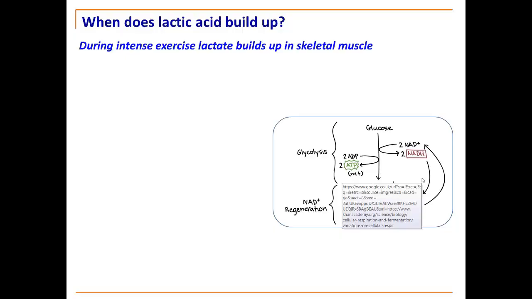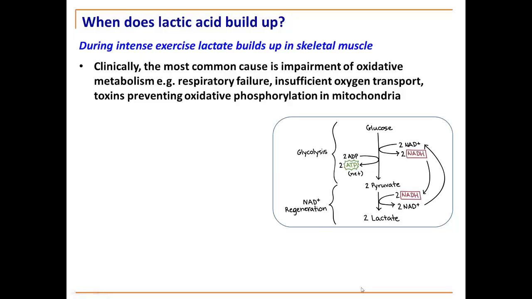So when does lactic acid build up? There's that same diagram. Clinically, of course, the most important cause is impairment of oxidative metabolism. For example, during respiratory failure, if there is insufficient oxygen transport, so you're not transporting oxygen efficiently enough, or if there are toxins preventing oxidative phosphorylation in mitochondria. That just means we're not producing enough ATP, because we're preventing oxidative phosphorylation in the electron transport chain, so we're having to produce ATP from somewhere else.